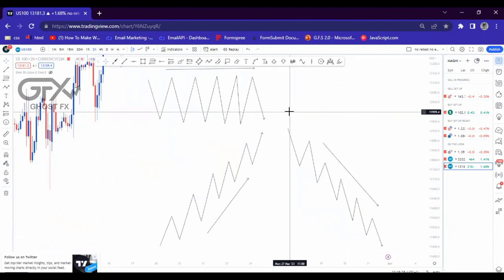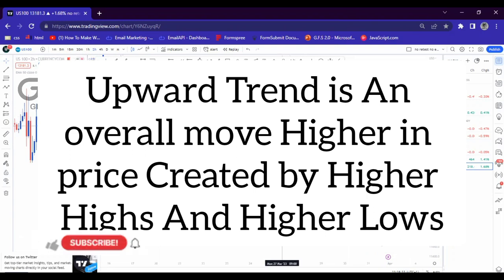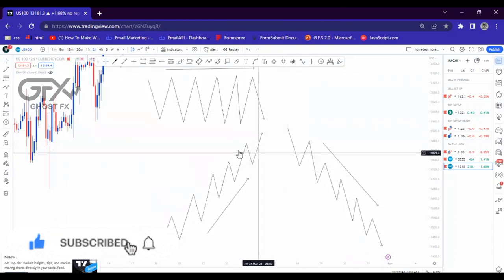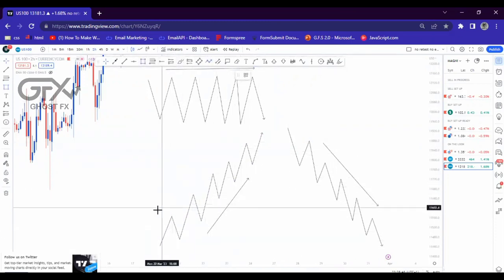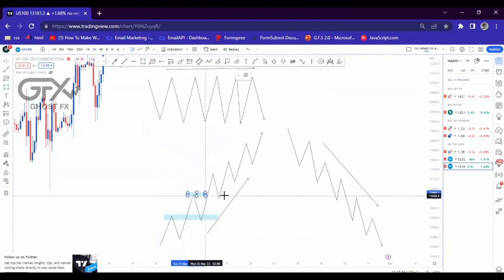Now, what is an upward trend? An upward trend is an overall move higher in price, created by higher highs and higher lows. It describes when price is moving upward or getting higher. So basically, it's the overall move to the upward side, like I showed you guys. Now it creates new highs as it goes higher. So basically, new highs as it goes higher.